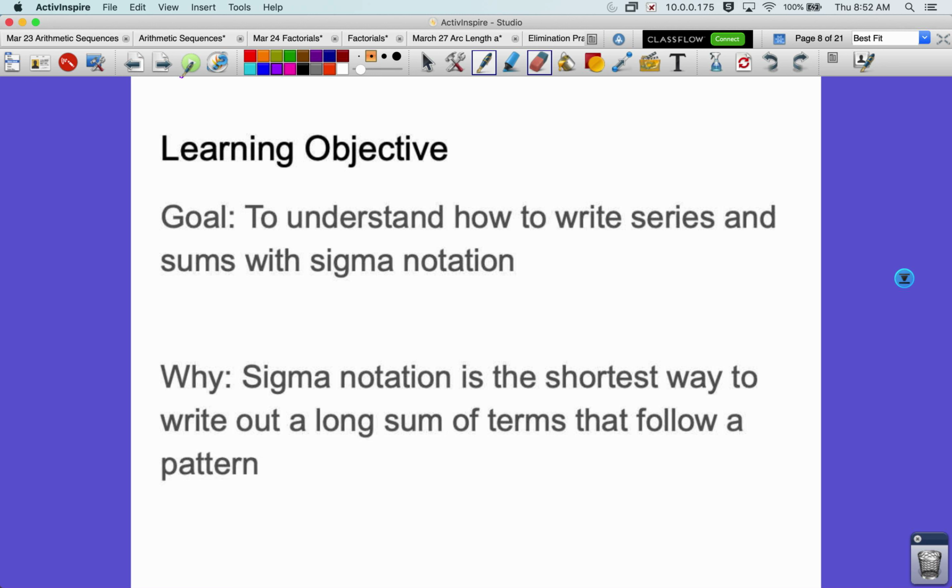All right. The goal today is to understand how to write series and sums with sigma notation. Sigma notation is the shortest way to write out a long sum of terms that follow a pattern. So it's going to be pretty helpful in doing that.